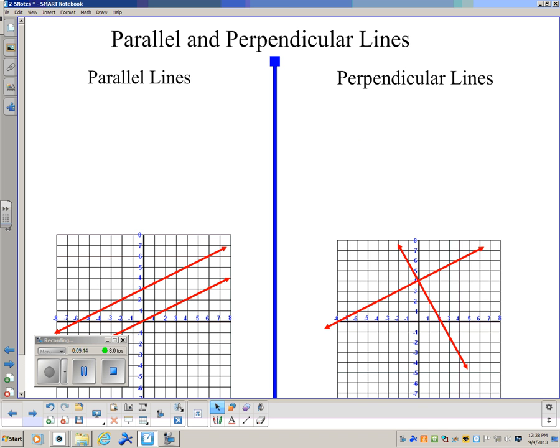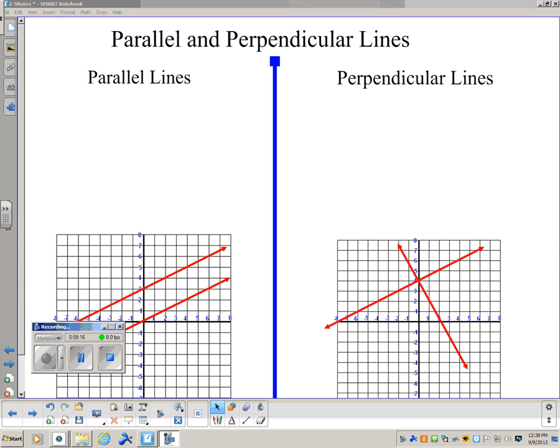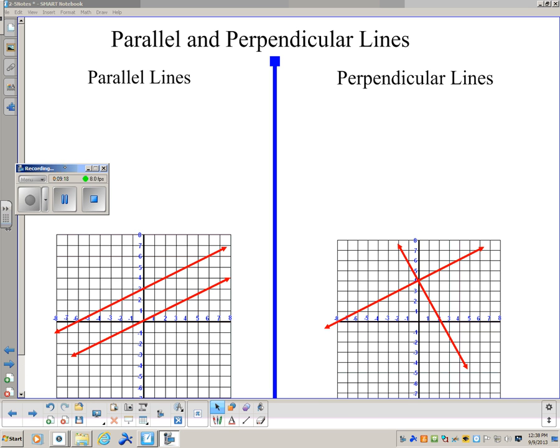Parallel lines, if you remember these, something about these parallel lines, by definition, they have the same slope. So I'm going to write that up here.